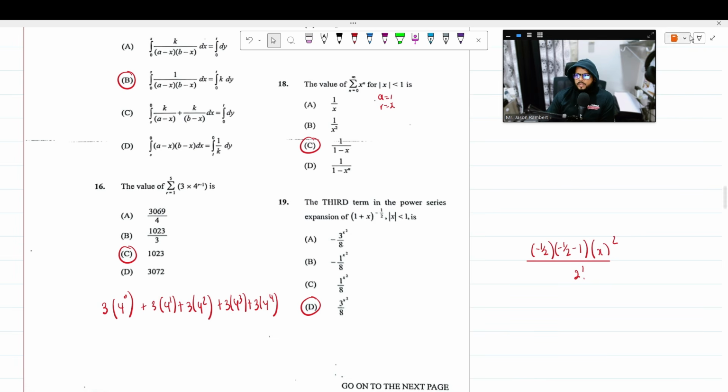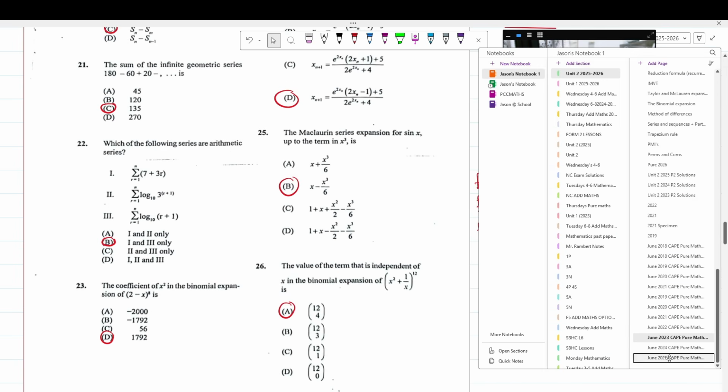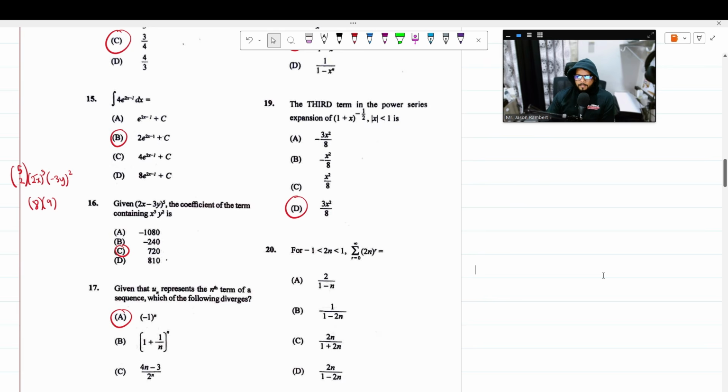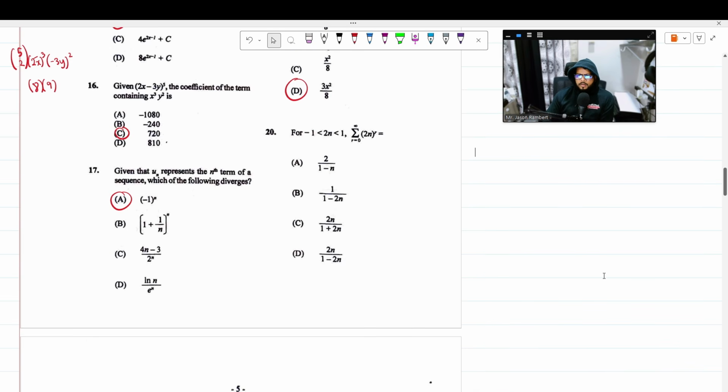Three x squared on 8. Yes, indeed. So in this one here, a is 1 and r is 2n. Sum to infinity is a over 1 minus 2n.